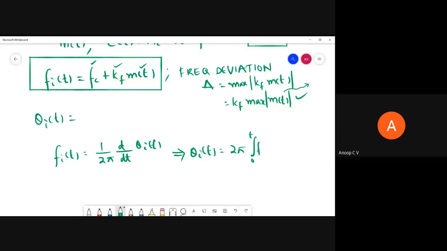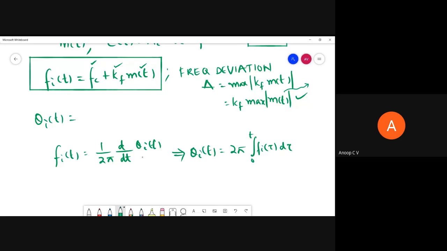Say I can write phi of tau d tau, right? So 2 pi times the integral from 0 to t of phi of tau d tau. So this is how we can find out the instantaneous frequency, right? So in this case, what will be the instantaneous frequency?